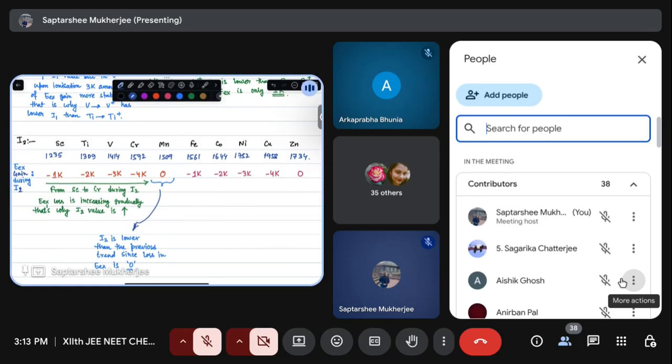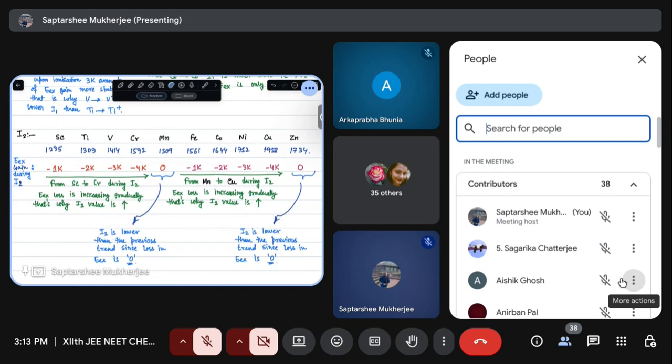So same thing I can write down here. That from manganese to copper, same thing is happening, but all of a sudden in zinc this is happening. Clear for all? Tell me, let me know.